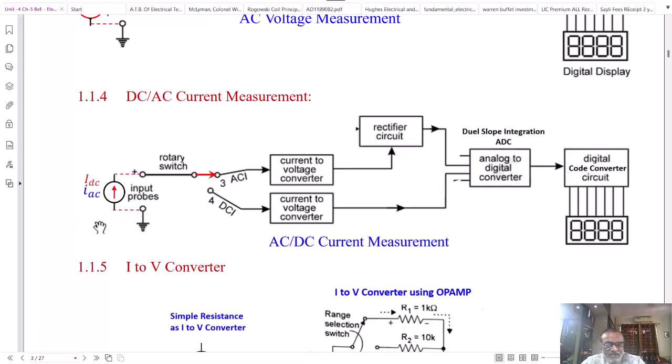Whereas for AC current measurement, the connections are the same; you only have to change the range from DC current to AC current measurement. What comes in series with the current is again the current to voltage converter, but the output of this current to voltage converter is now a proportional AC voltage. This AC voltage is then converted to a proportional DC voltage by using a rectifier and a filter circuit. Then the average DC value is applied to the A to D converter, and the further section will display it on the display.